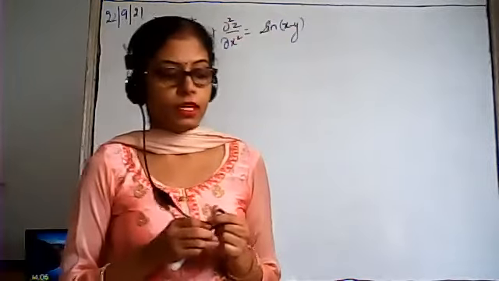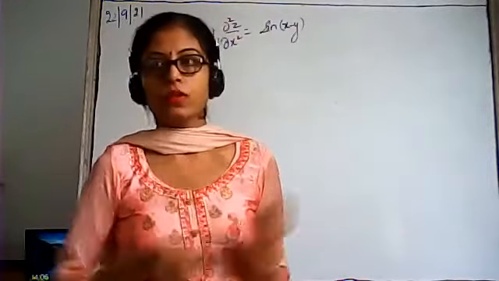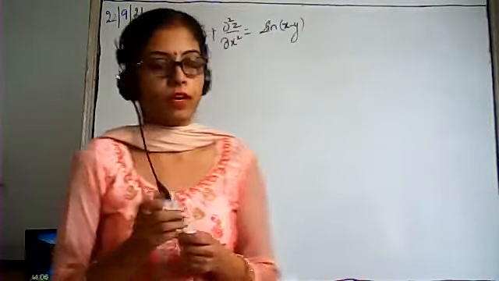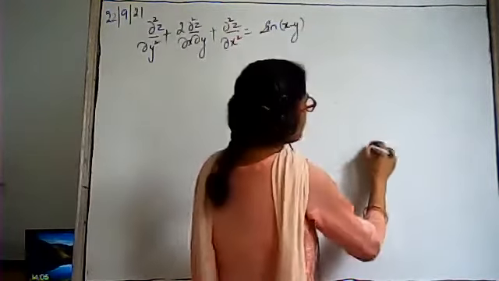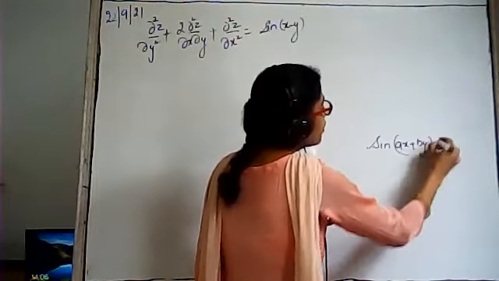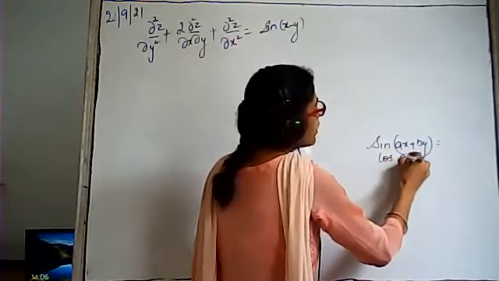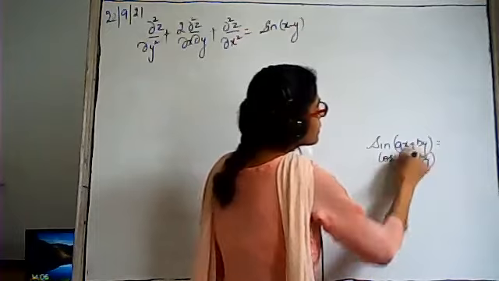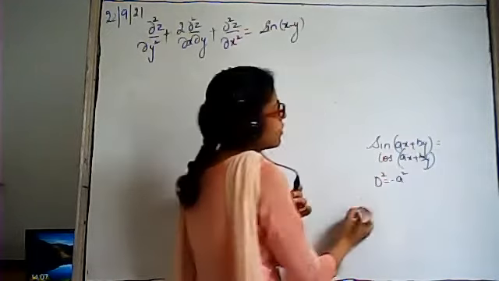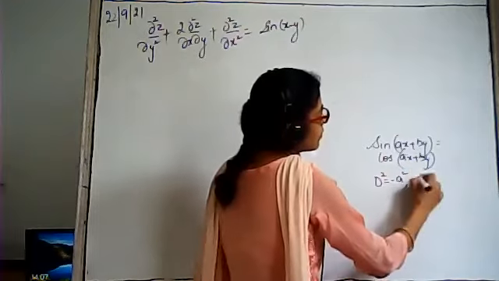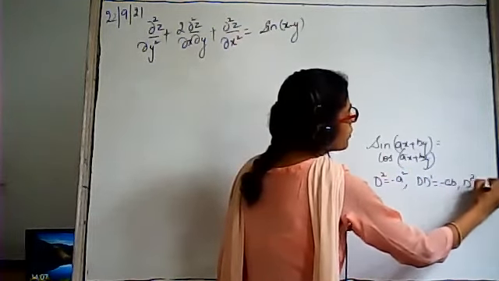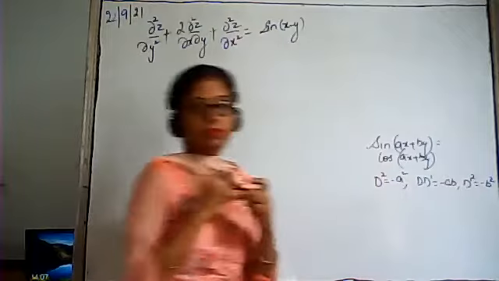We have done this type of question earlier also. If we have sin(ax + by) form, or cos(ax + by), in this case we replace D² with −a², DD' with −ab, and D'² with −b².